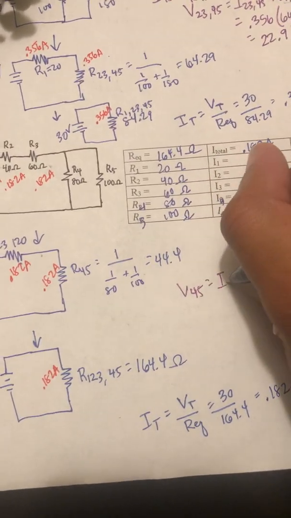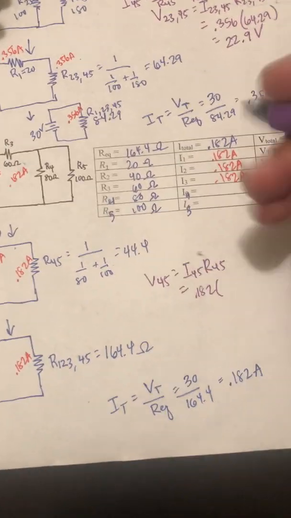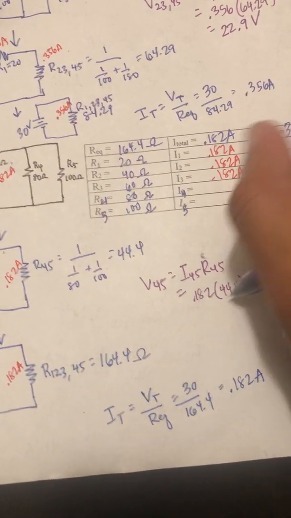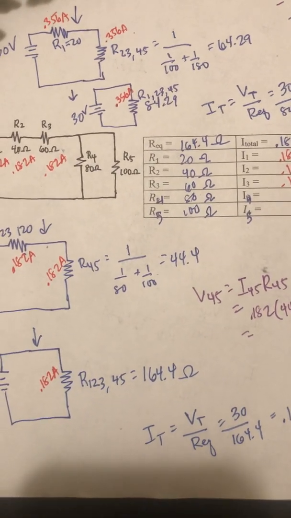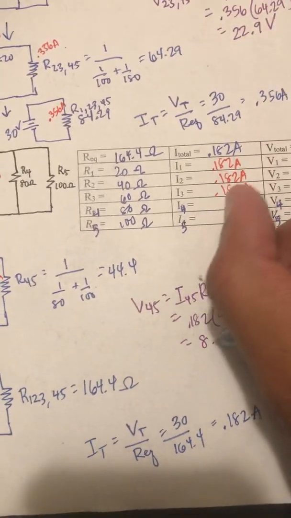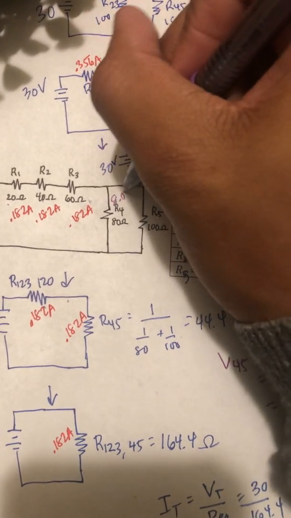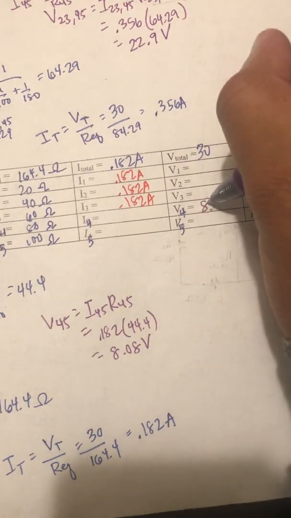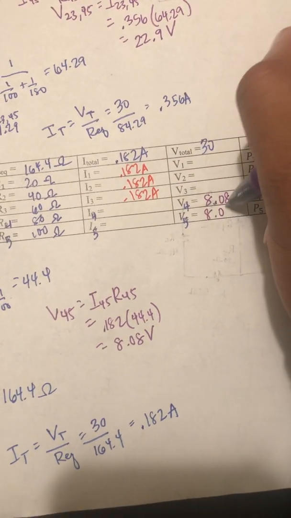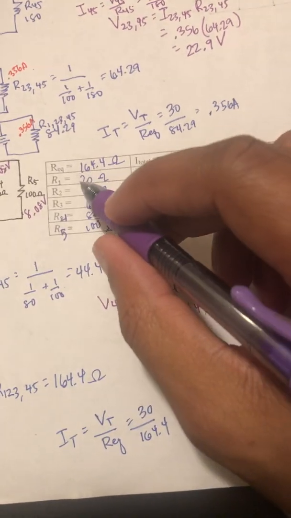V45 is equal to I45 times R45. I know the current for 45 is 0.182. I know the resistance for 45 is 44.4. 0.182 times 44.4 gives me 8.08. So if this is 8.08 volts, this is 8.08 volts, and this is 8.08 volts. Let me add that in. 8.08, 8.08. And then the rest of this is solving for your V's, I times R.